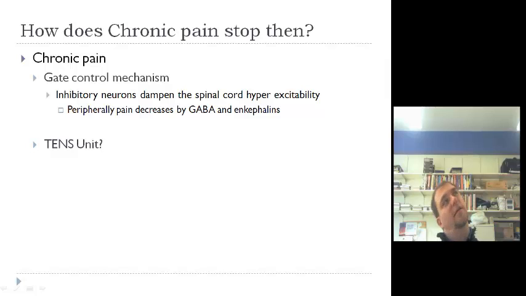So, a TENS unit. Using a TENS unit decreases pain, right? It stimulates the gate control mechanism, if you will, and can decrease pain. There's research out there that says it does it. We can do it easily in a modalities lab. If you slap the person on the arm hard enough and induce a pain, it will decrease their pain.